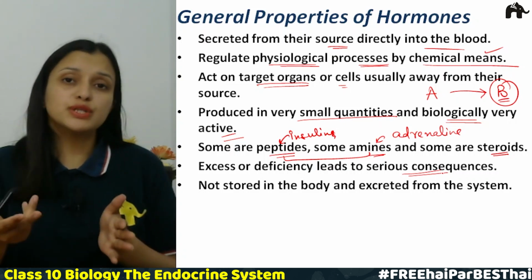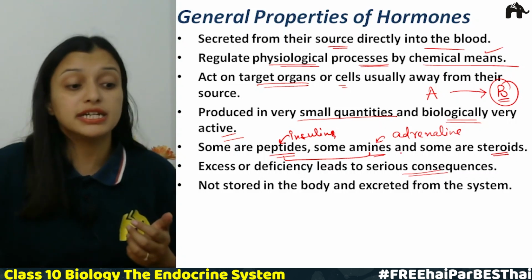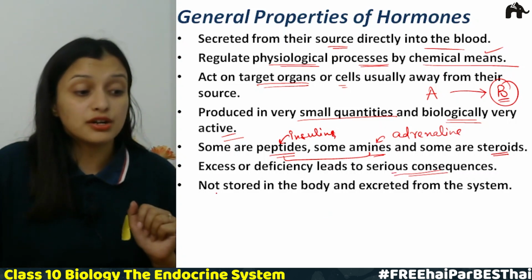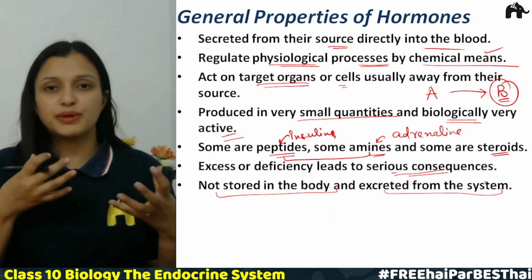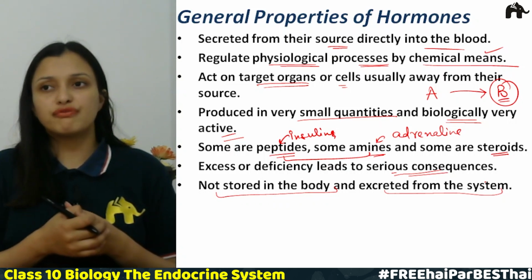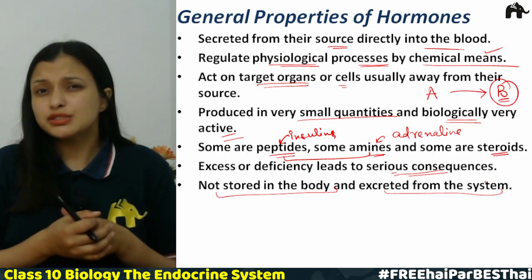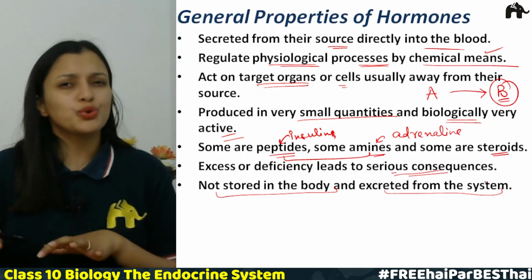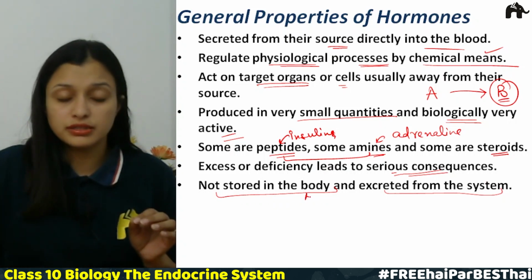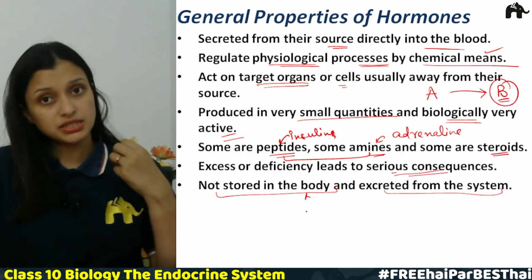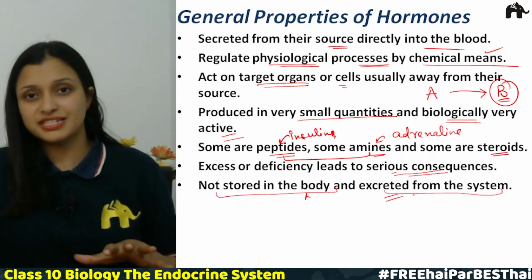In the same way, when we talk about hormones, they are produced in excess or there is deficiency which leads to serious consequences. The next is they are not stored in the body and they are excreted out from the system. So sometimes it happens we go out and instead of 2 chocolates, you bring 4 chocolates, right? And then you say, okay, today I just want to eat 2, so let's store 2, I'll eat some other day. That does not happen with the hormones in our body. These are not stored in the body, and if these are present in excess amount in our body, they are excreted out from our system.